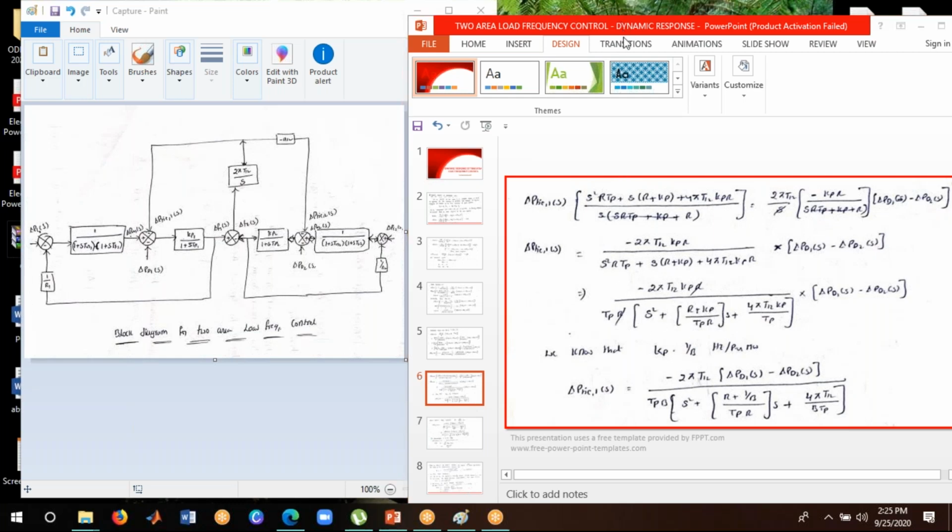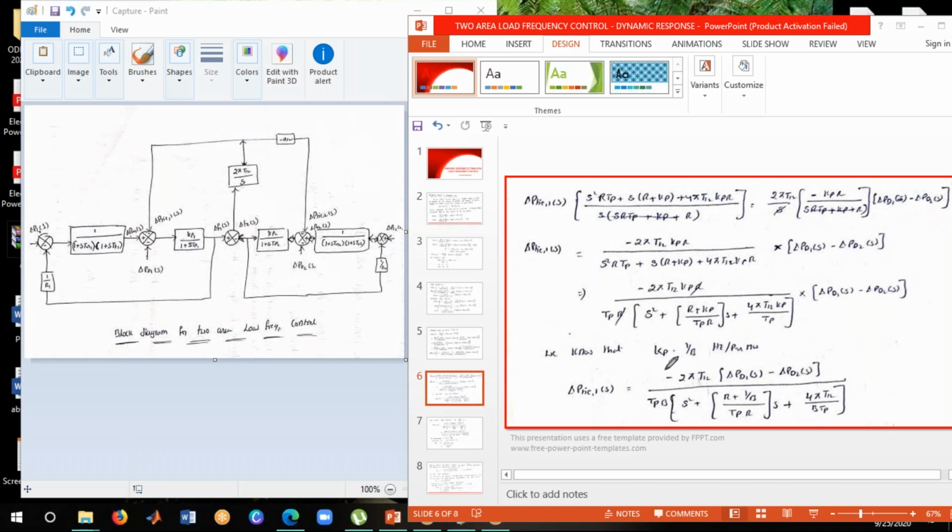Now if you substitute Kp by 1 by B, let me see what we will get. Here we have two terms, Kp and Kp. So if you substitute Kp by 1 by B, we'll get 1 by B, and here instead of Kp I'm substituting 1 by B, and B will come to the denominator. So this is the equation we will get for delta Pt1 of s. Now we will see what the equation for area 2 is also.